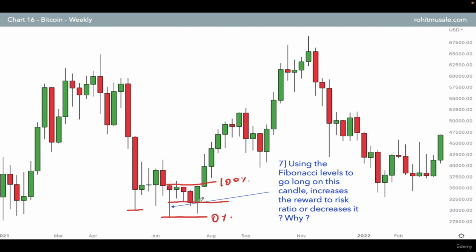So if you put a buy limit order on the 50% level, your risk is this much and your reward is what? Till here? Correct? Earlier, your reward was this. If you bought on the hammer directly, that was your reward and that was your risk. So your reward to risk is actually increasing if you are using the Fibonacci levels.